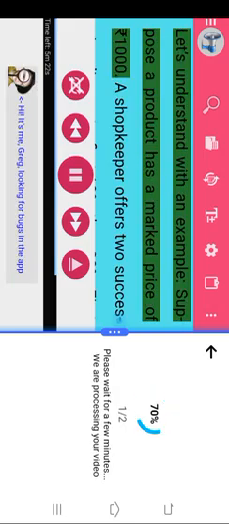Let's understand with an example. Suppose a product has a marked price of 1,000 rupees. A shopkeeper offers two successive discounts, first 10%, then 20%. First discount, 10% of 1,000 rupees equals 100 rupees, so reduced price equals 900 rupees.